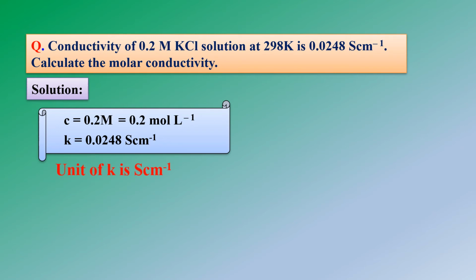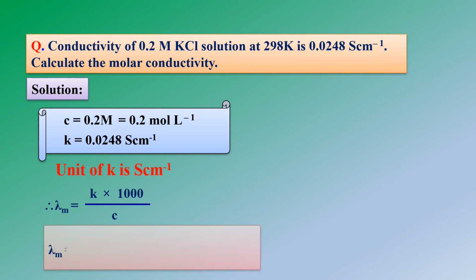The unit of K is in Siemens per centimeter, that's why we have to use the formula lambda m is equal to K into 1000 divided by C. So lambda m is equal to, substitute the value of K, 0.0248 into 1000 divided by C. C value is 0.2, that is equal to 124 Siemens centimeter square per mole. That is the value of lambda m.